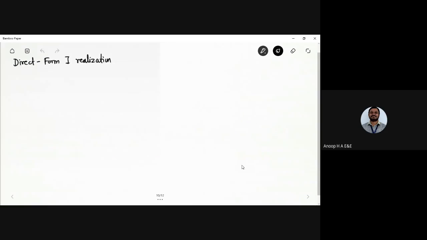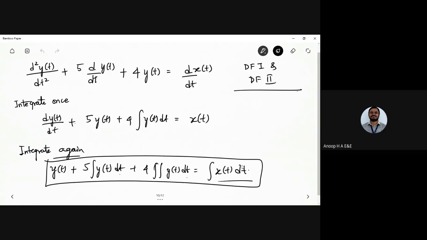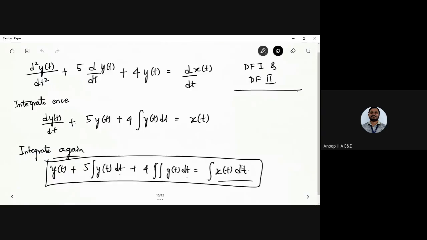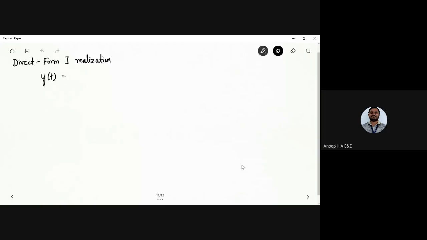Okay, so the direct form 1 realization, I can realize it quite easily. So I'll be having y of t as the output, and what you are going to have is minus 5 times the integral of y of t dt, minus 4 times y of t integrated twice dt. And next one, what you are going to have is the single integral plus the integral of x of t dt.